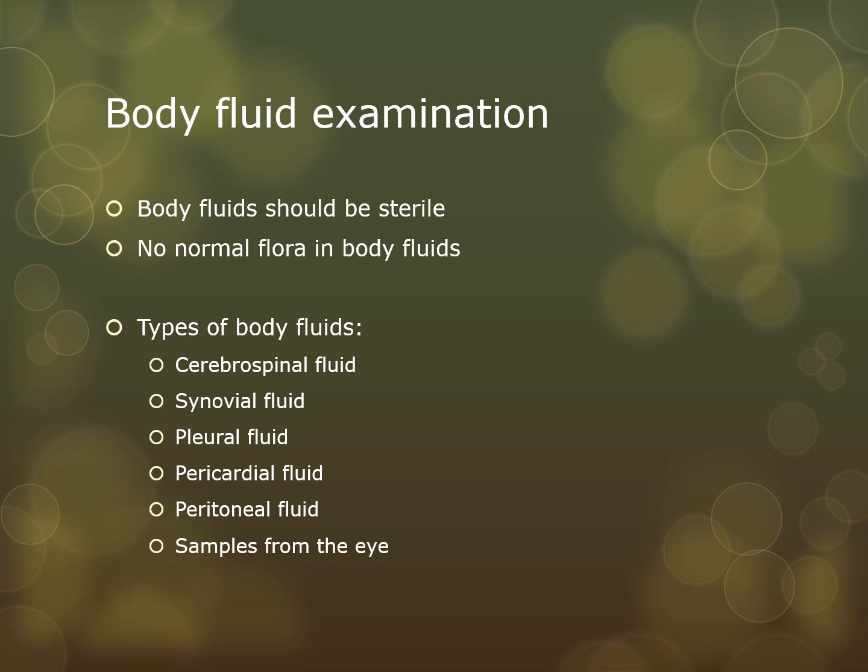The types of fluids we're talking about are cerebrospinal fluid, which is the fluid that surrounds the meninges of the brain; synovial fluid, which is fluid of the knee; pleural fluid, which is fluid around the lungs; pericardial fluid, which is the fluid around the heart; peritoneal fluid, which surrounds the abdominal organs; and then samples from the eye. These are all considered body fluids that we're going to talk about in today's lecture.